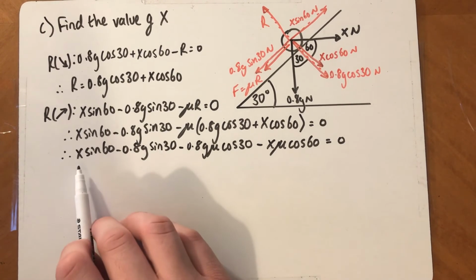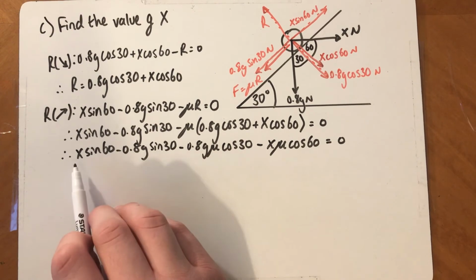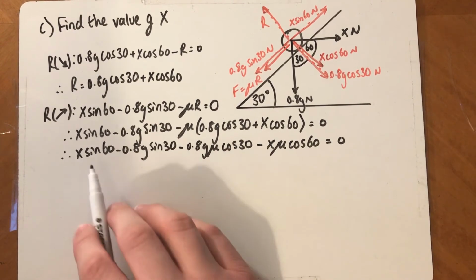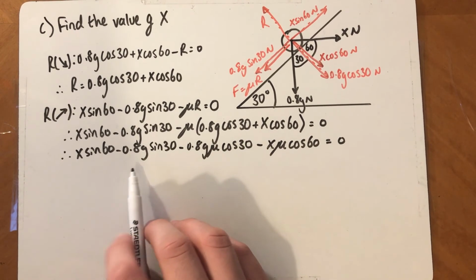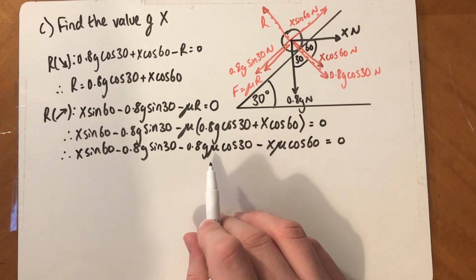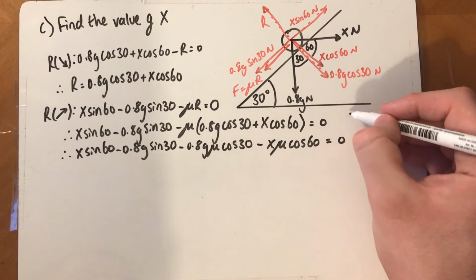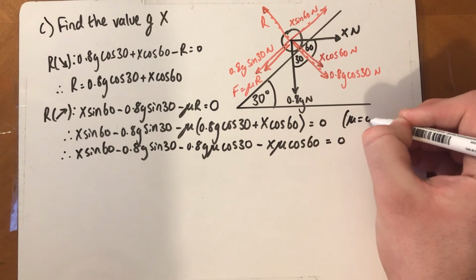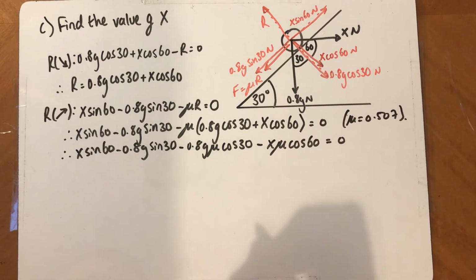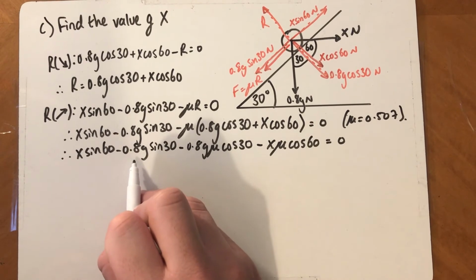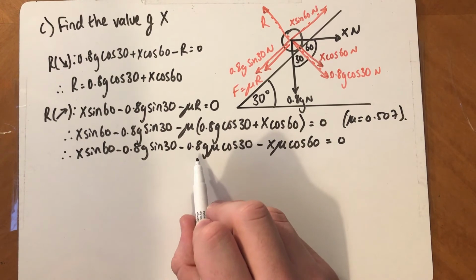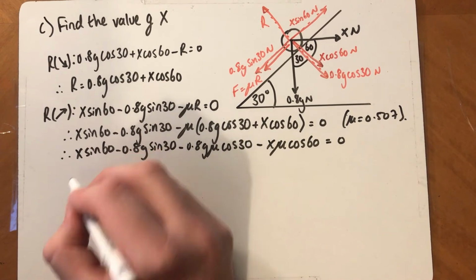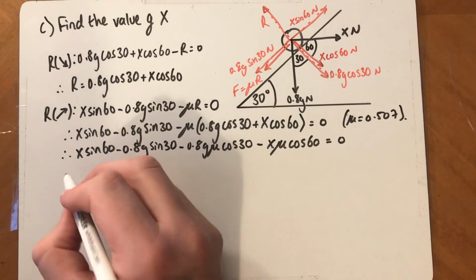Okay, so if you notice, I'm left with one equation. The only thing I do not know in this equation is x. Sine 60 and sine 30 and cos 30 and cos 60 can all be calculated. g is 9.8. Mu we know from the previous question to be 0.507. And we want to find x. Okay, so I'm going to plus 0.8 g sine 30 plus 0.8 g mu cos 30 on both sides. Okay, so I'm just left with all the terms containing the x.